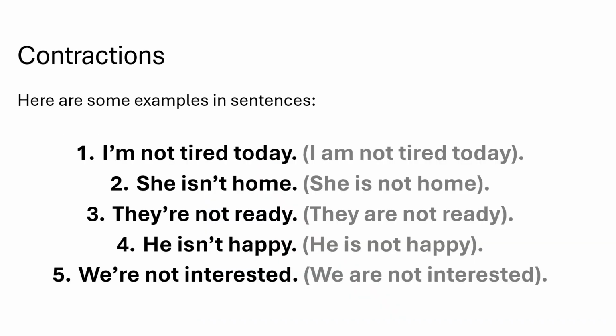Here are some examples in sentences. By reading them in sentences, we can understand the meaning through context. I will read the sentence. I will pause. When I pause, you say the sentence. I'm not tired today. In its full form, I am not tired today.